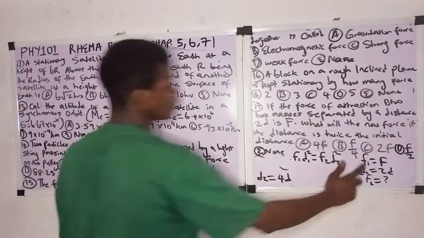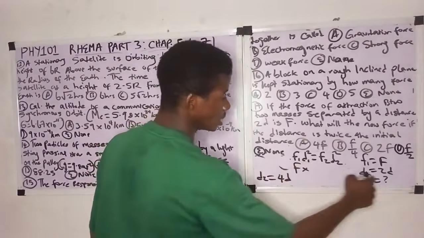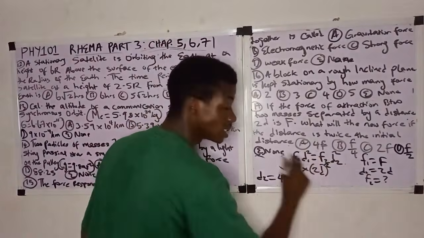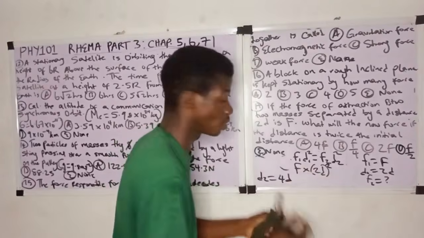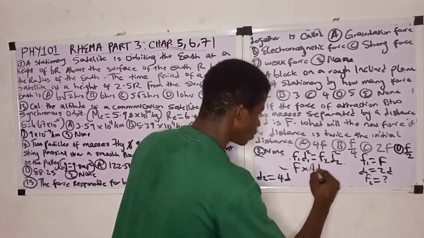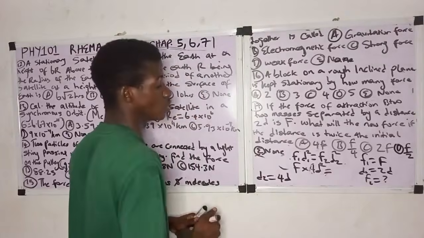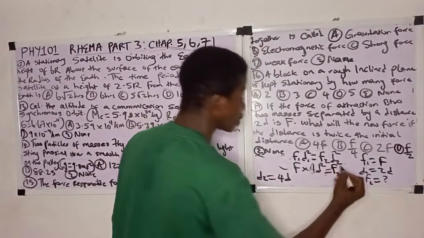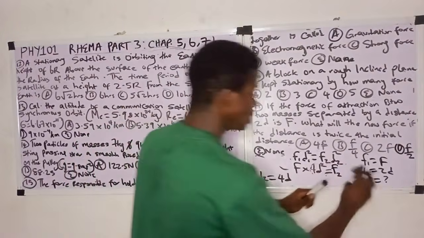So our F1 is F, then our D1 is 2D, and remember it is all squared. The square of 2 is 4, and the square of D is D square, so everything here will be 4D square times F. Then this equals F2, which is what we're looking for, times D2 square. D2 is 4D.